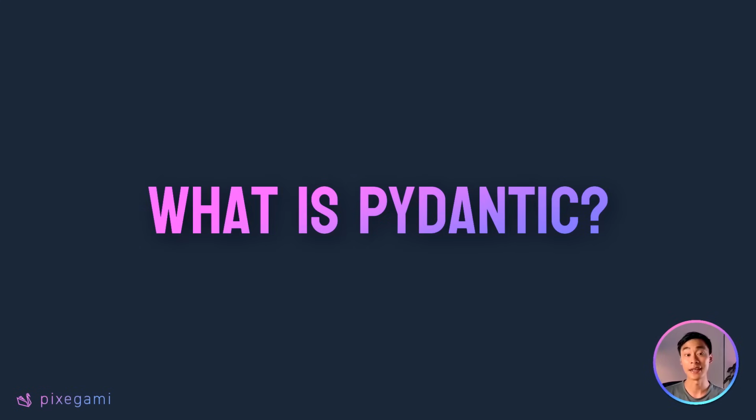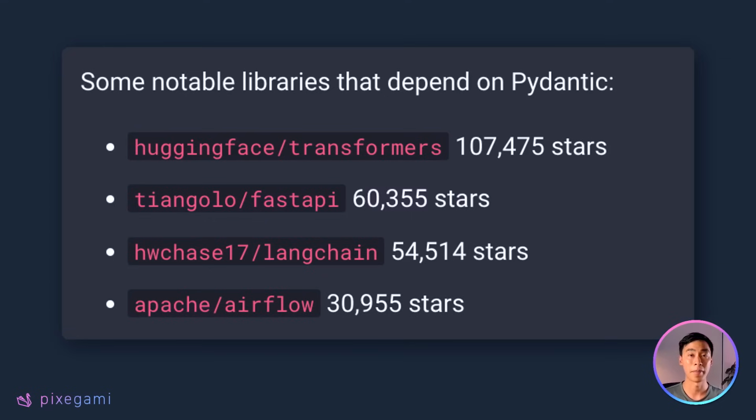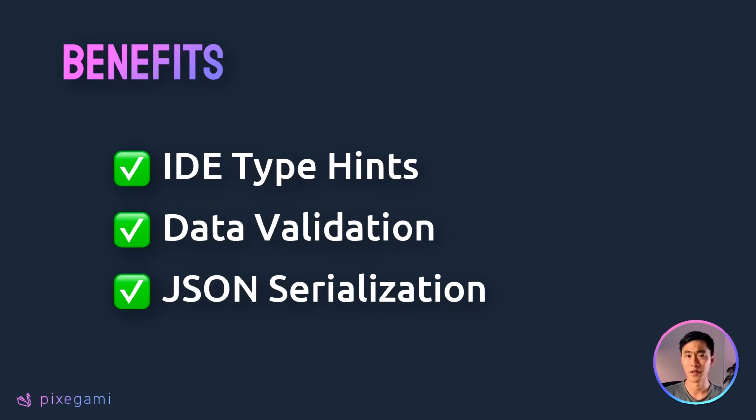Pydantic is a data validation library in Python. It's used by some of the top Python modules out there, notably Hugging Face, FastAPI, and LangChain. Its main benefits are that by modeling your data, you get better IDE support for type hints and autocomplete. You can also validate your data so that when you create an object, you can be 100% sure that it's valid and it won't fail you later.